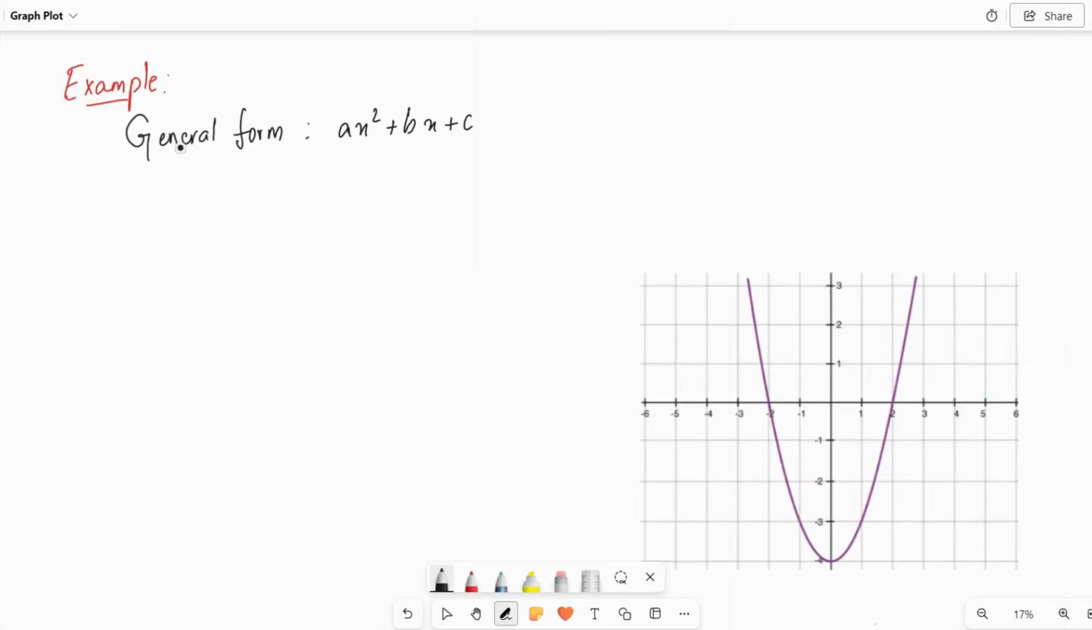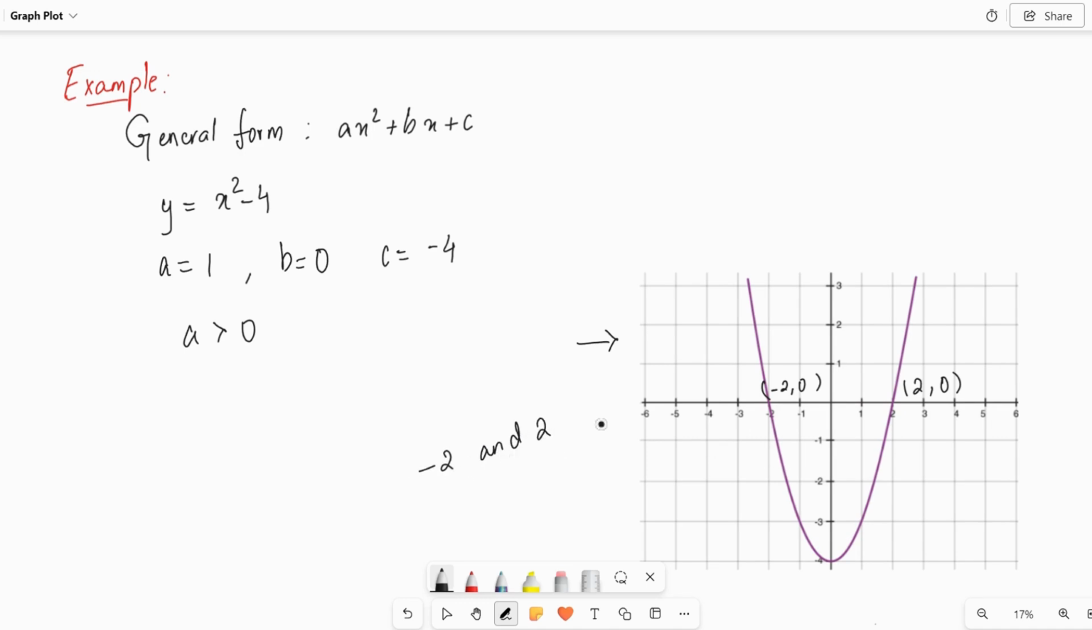Let us take an example, y equals x squared minus 4. In this simple quadratic equation, the value of a is 1, b is 0, and the constant term c is equal to minus 4. So the graph will be a U-shaped parabola as a is greater than 0. Something like this, and the parabola will cut the x-axis at 2 points, that is (minus 2, 0) and (2, 0), which are also the zeros of the polynomial, that are minus 2 and 2.